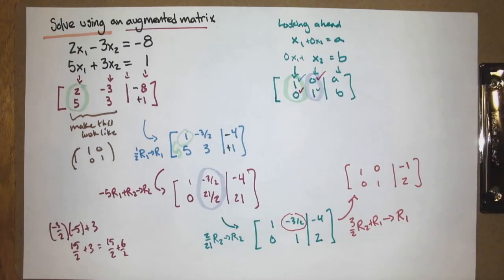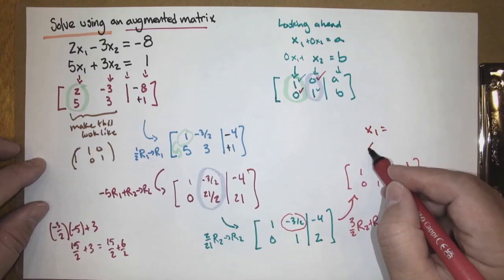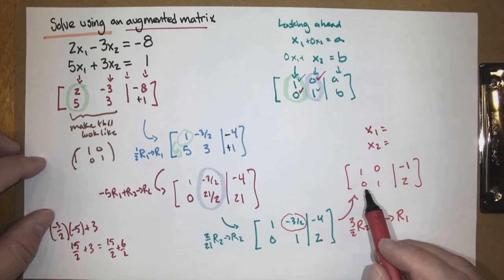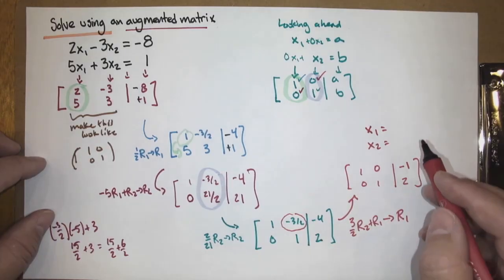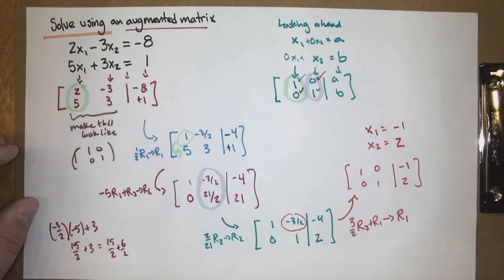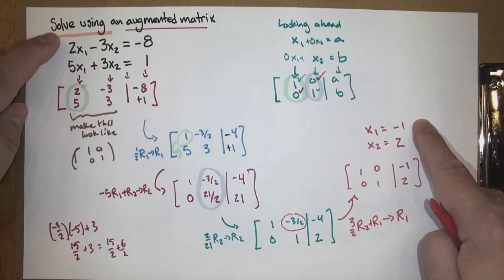Now, we're ready to read off our answer. So, according to this, what is x1 and what is x2? x1 is negative 1. x2 is 2. Is there any way that we can check our answer without redoing the work? Plug it in. All right, let's see if it works.